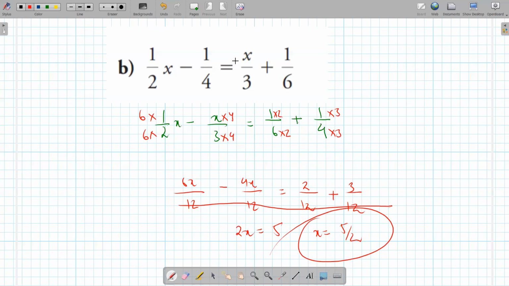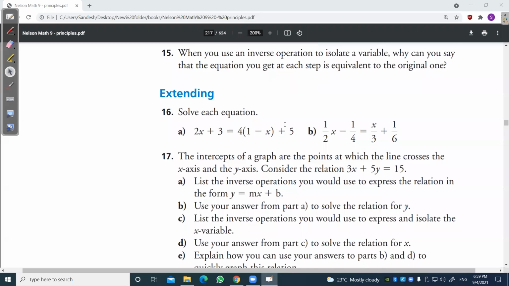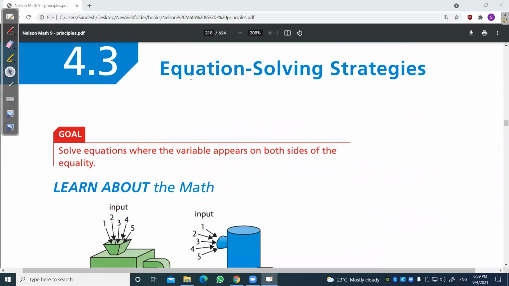So again, it's not that bad. And this is solvable. It's not solvable if there was a y here. You can only rearrange, but you can't get y equals something or x equals something.